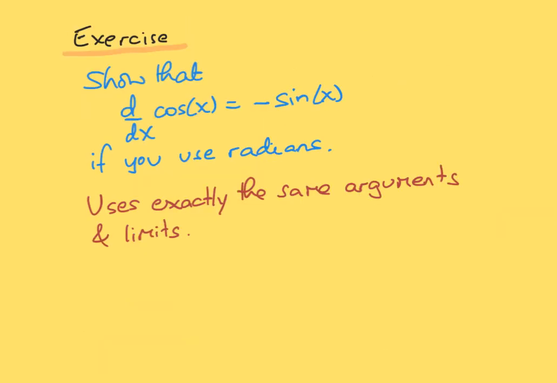So here's the exercise. Show that if you use radians, the derivative of the cosine of x is minus the sine of x. This uses exactly the same arguments and exactly the same limits as before. There is only one formula that is new, and that is you need to know the formula for the cosine of x plus h. Apart from that, you don't need anything new. So you should, I hope, be able to show that.